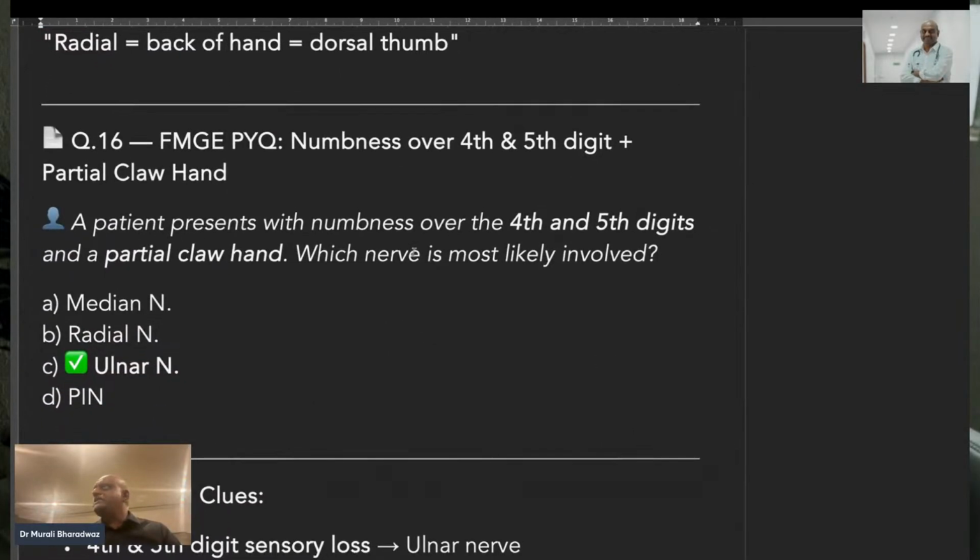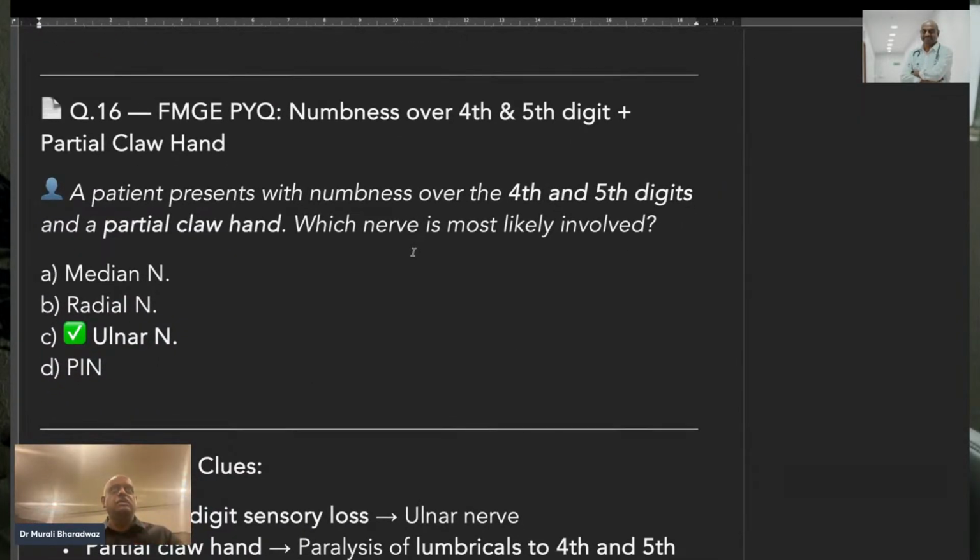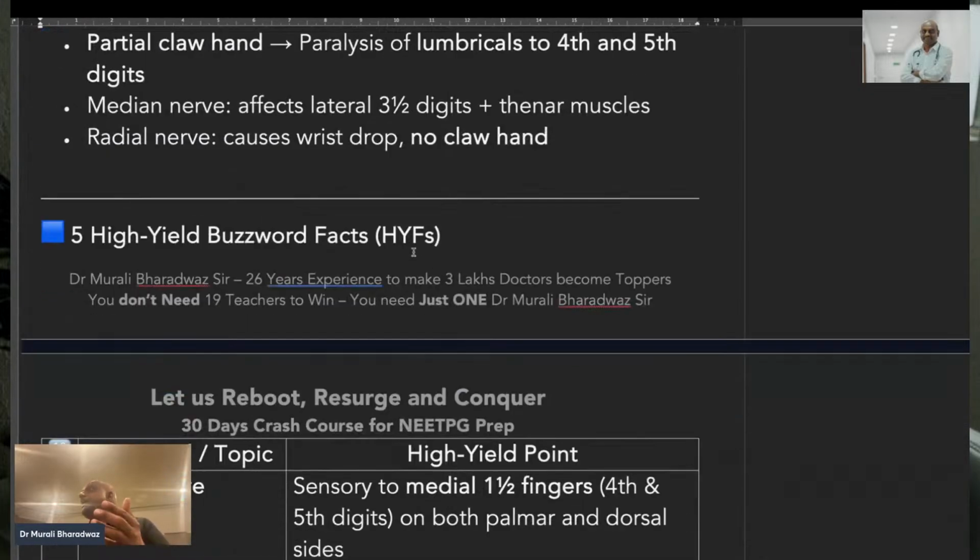Next, and compulsory: out of 300 questions, 1 question is assured from this list, either in orthopedics or in anatomy. A patient has numbness over the 4th and 5th digits with a partial claw hand. It is ulnar nerve. Interossei are all supplied by the ulnar nerve. Palmar interossei lead to adduction, dorsal interossei lead to abduction. All interossei are supplied by the ulnar nerve.